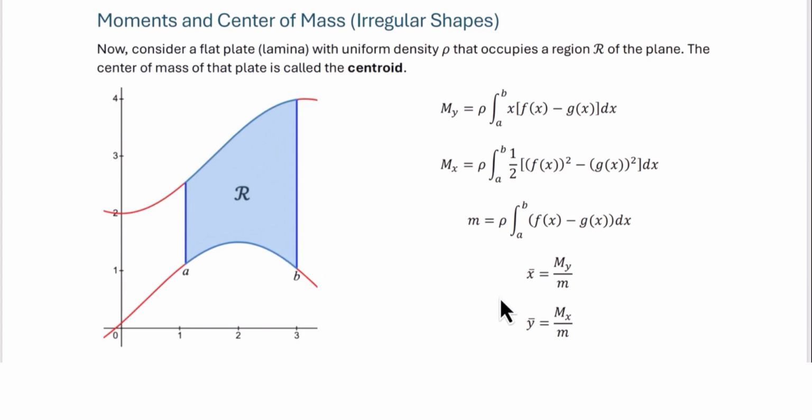The center of mass is going to look similar. We have the moment about the y-axis divided by the mass and the moment about the x-axis divided by the mass, giving us x bar, y bar, the center of mass, or centroid. The calculations are a little more involved this time because the shape is irregular. To do that, we have these formulas.